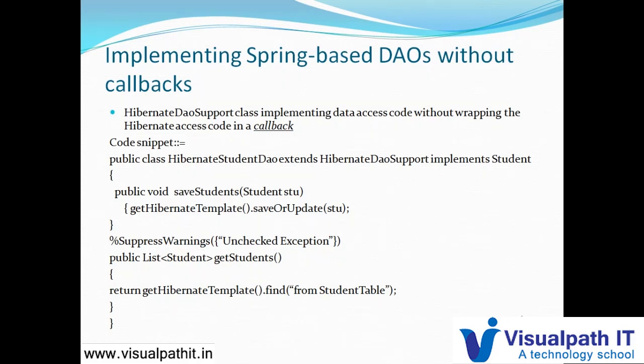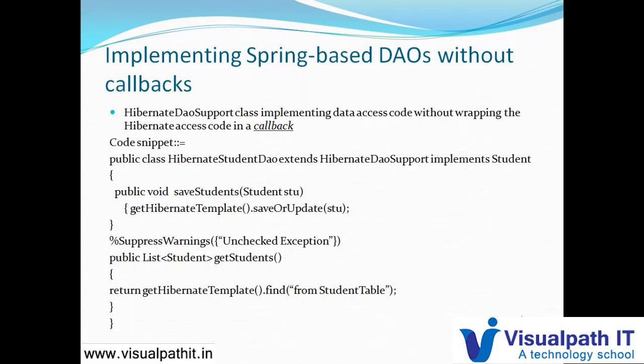Apart from that, there is another way, that is without callbacks. The Spring API provides this Hibernate DAO support class. This is very important here: the Hibernate DAO support class implements the data access code without wrapping the Hibernate access code in a callback. This is another way to implement the DAO.